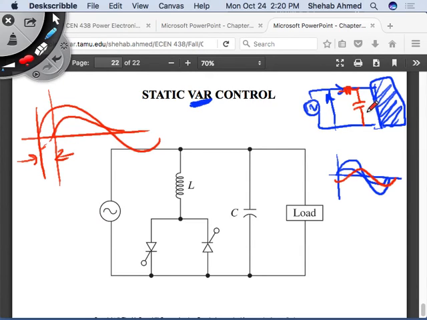So sometimes this change is slow. If this change is slow, then I can add fixed elements, but I can also add switched elements. I can switch capacitors in and out, or I can switch inductors in and out to control my power factor. And they will be mechanical switches, right? That's one option. The other option is cases where your loads are changing very fast.